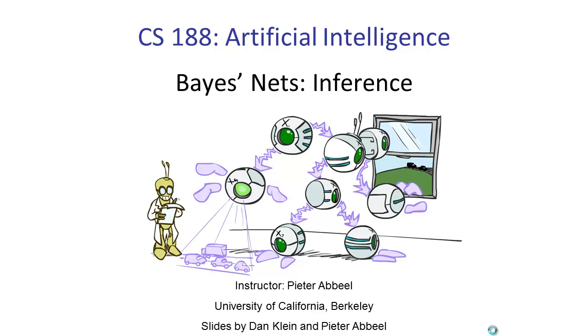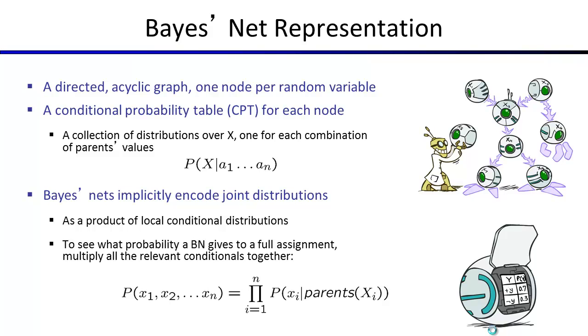All right, so we're looking at Bayes nets, and we've looked at a couple of things, but let's quickly recap what they were. Bayes nets give us a representation, which consists of a directed acyclic graph. Each node in the graph corresponds to a random variable. Each node has a conditional probability table, which is a table for that variable conditioned on its parents, where the parents are the nodes in the graph that point into that variable.